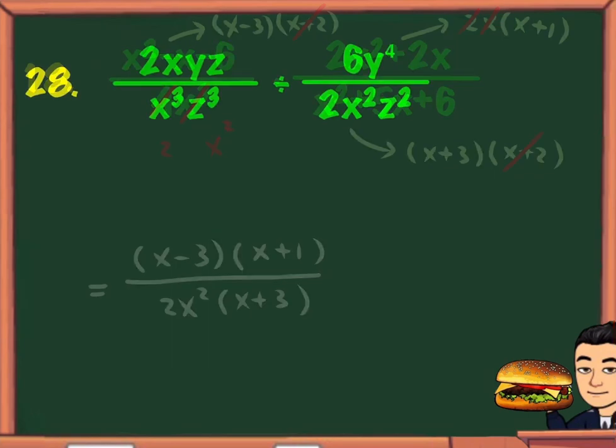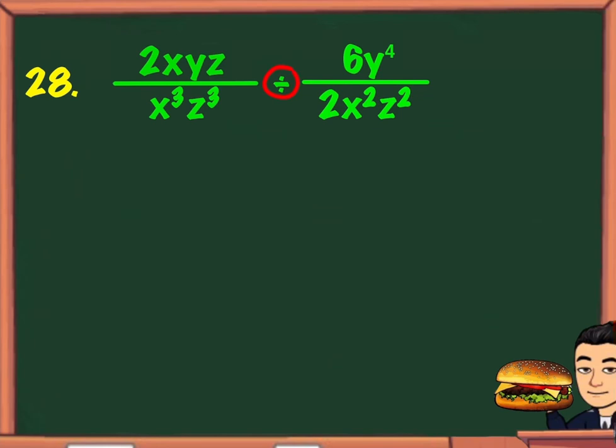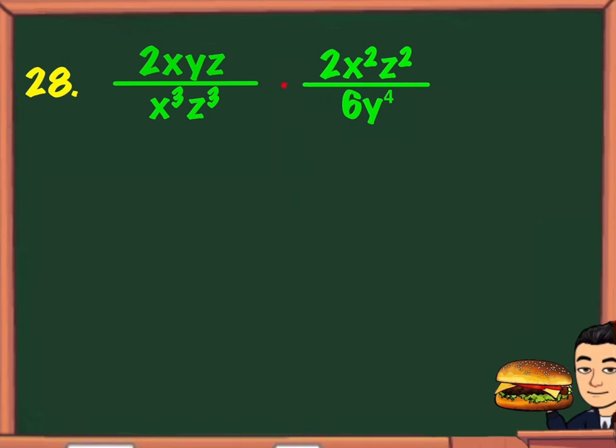3. For number 28, you want to change the division sign to a multiplication sign, which means that the second fraction is going to flip. So this is how it's going to look. So let's go ahead and simplify the fractions before we multiply them. So you get 2 simplified with 6 becomes 1 over 3. X squared is simplified with x cubed. This gives you 1 over x.